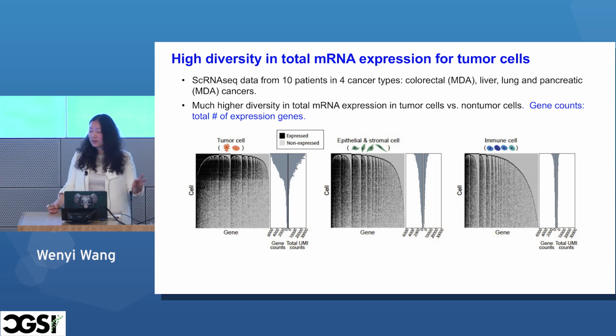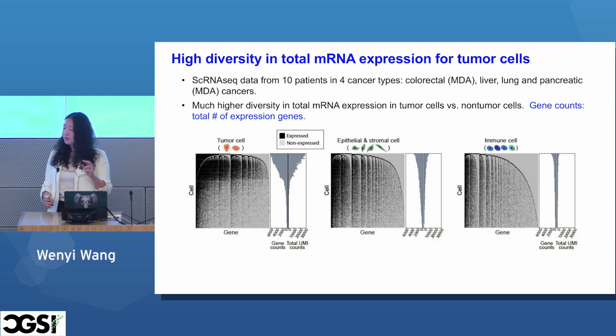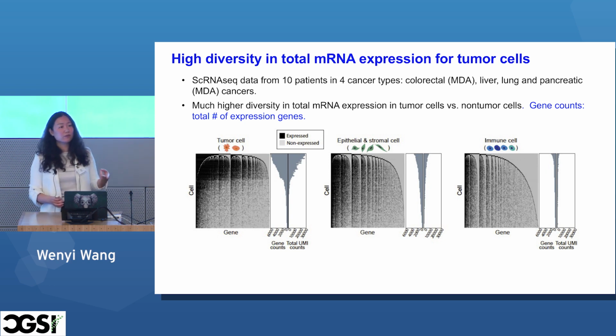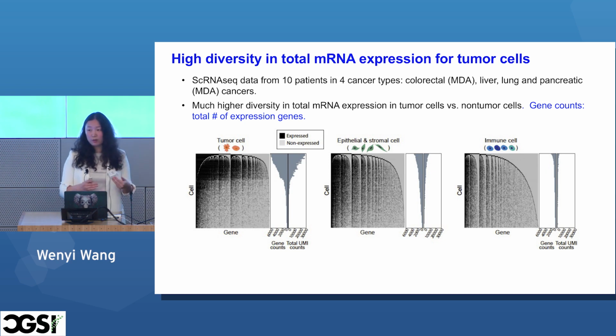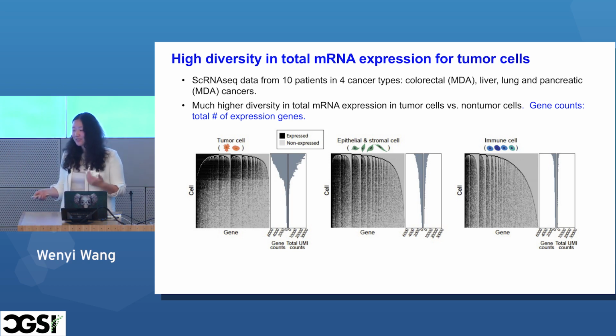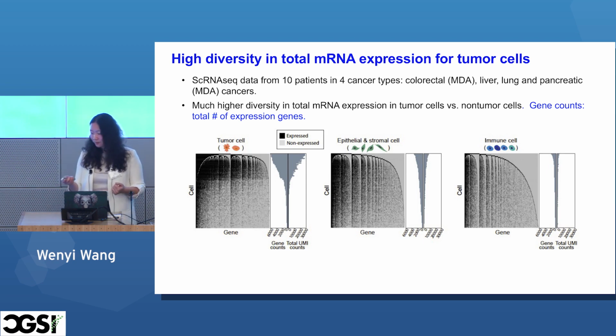data? So we obtained the single-cell RNA sequencing data from 10 patients in 4 cancer types: colorectal, liver, lung, and pancreatic. And 2 of the 4 are local from our collaborators, and therefore we have immediate access to the patient clinical follow-up. And then basically, every month, we ask them for an update. First is yes, we do observe much higher diversity in the total mRNA expression, as we see here in both the gene counts and total UMI counts in the tumor cells versus the non-tumor cells.